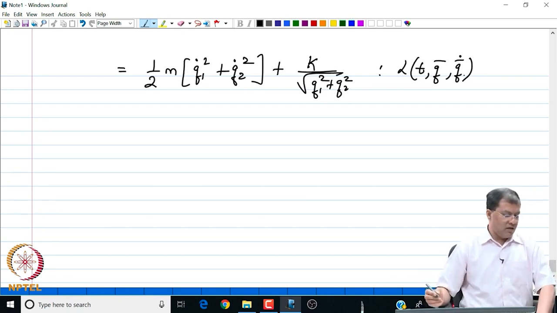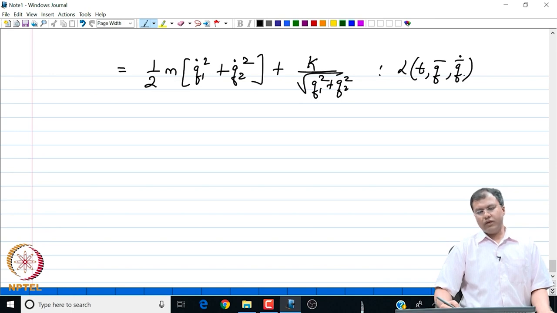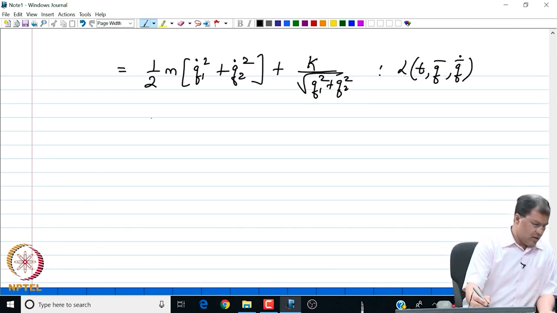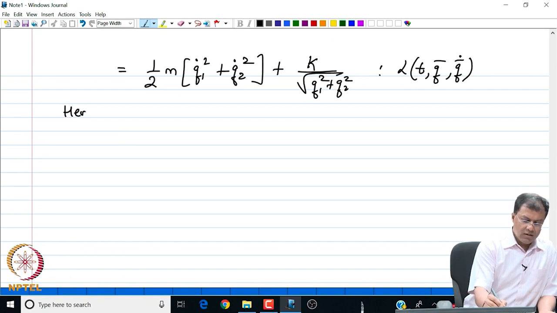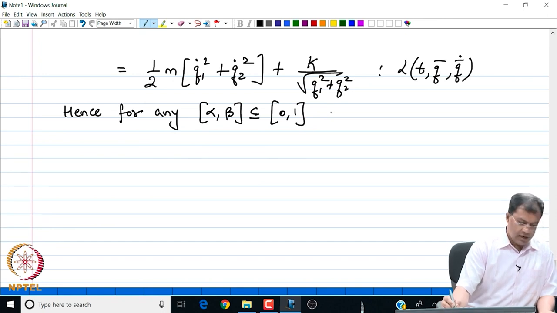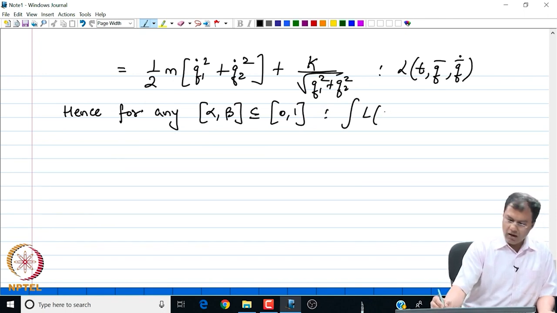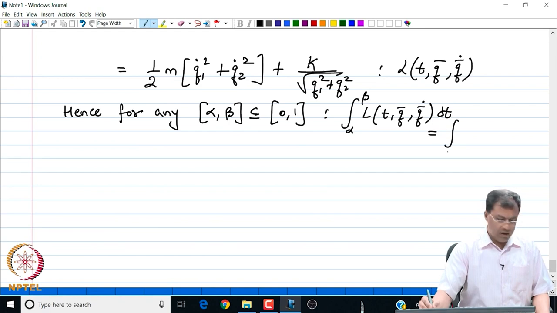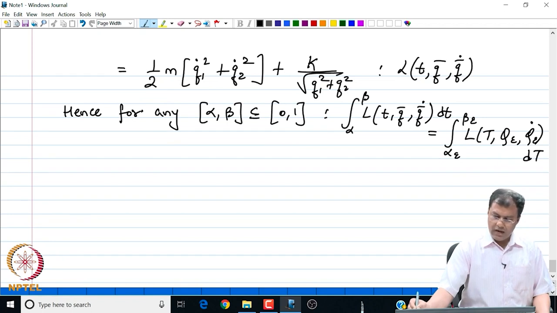So, what have we found? That transformation 7, the rotational transformation, is a variational symmetry for this problem with the Lagrangian given as follows. Hence, for any sub interval of the original interval, remember our original interval was from 0 to 1, it turns out that the integral of L of t comma q comma q dot dt from alpha to beta is also equal to the integral of L of t comma q epsilon comma q epsilon dot dt over the corresponding transformed interval, right.